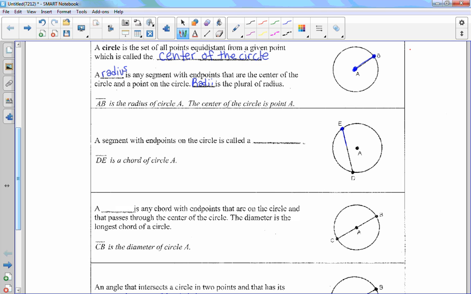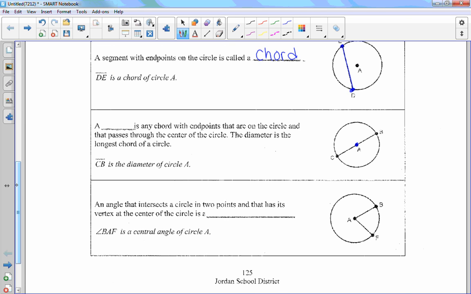Okay? Next picture. A segment with endpoints both on the circle. So, endpoint and endpoint, both endpoints on the circle, is called a chord. There's one special chord that goes perfectly through the center of the circle. What's that called? Diameter. Good. The diameter is a chord with both endpoints on two opposite sides of the circle, but it runs through the center of the circle.